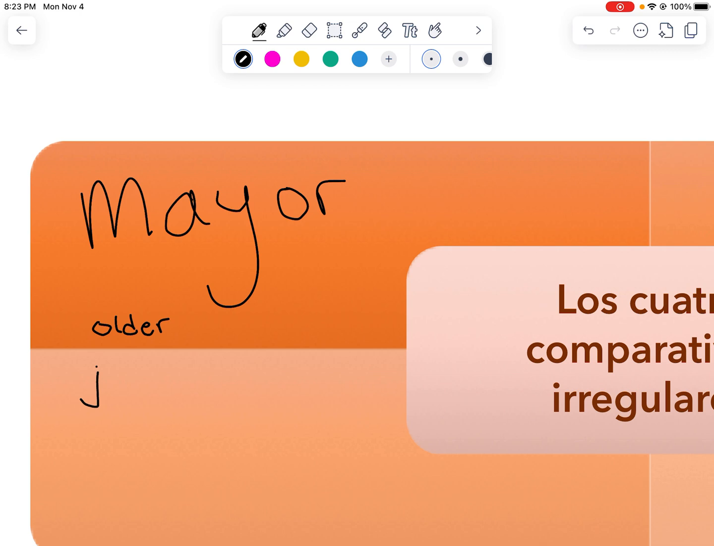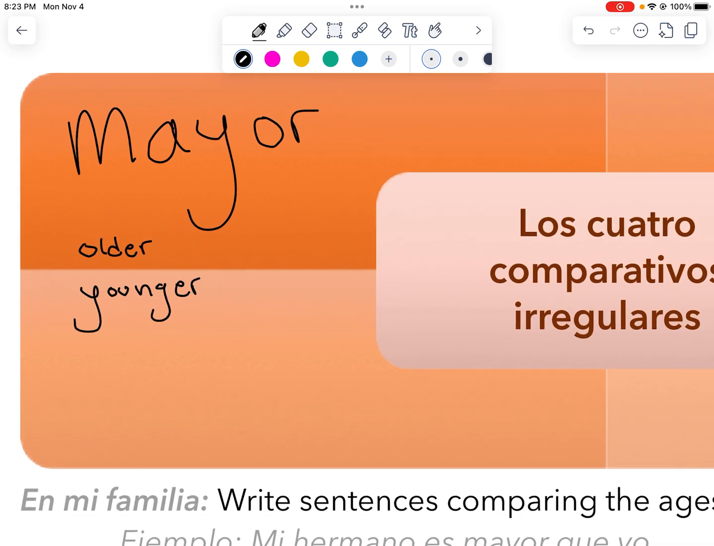Same thing, younger. We don't say "yo soy más joven." We just say "yo soy menor que." I am younger than someone else.